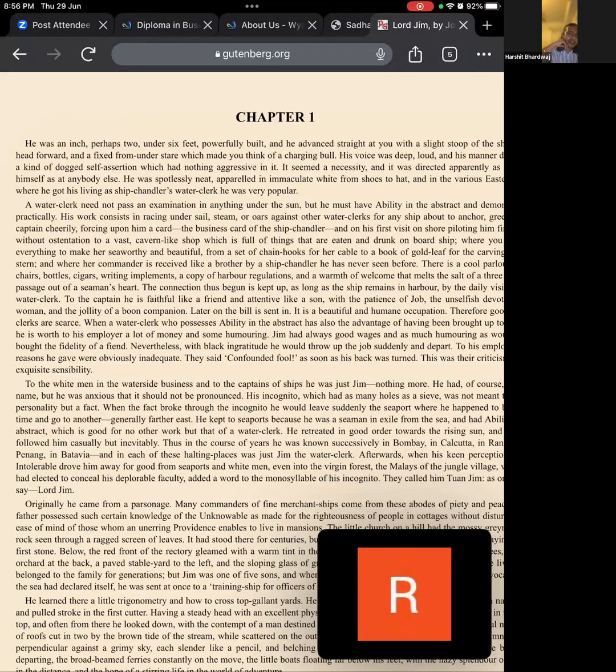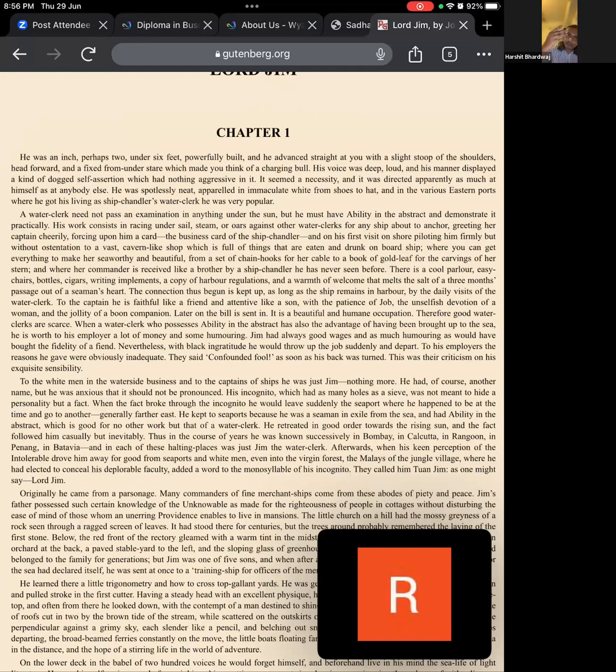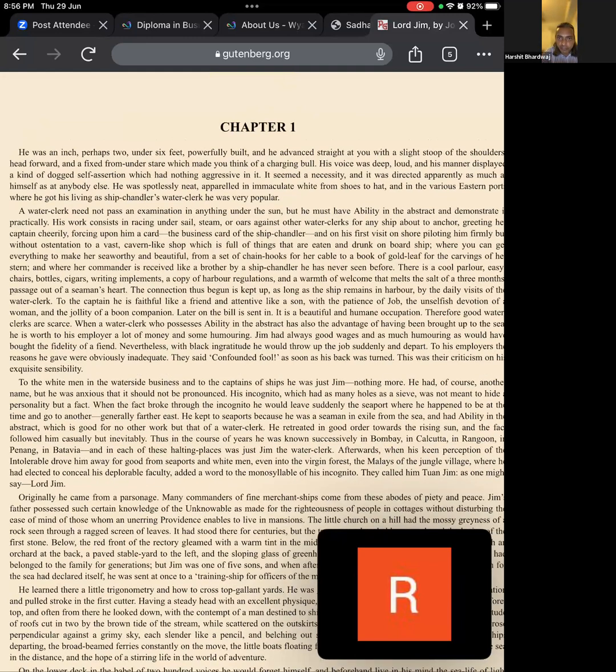So starting with chapter 1: he was an inch, perhaps 2, under 6 feet, powerfully built, and he advanced straight at you with a slight stoop of the shoulders, head forward, and a fixed from-under stare which made you think of a charging bull. So the description of Jim starts, and can you tell me the first time his name was disclosed?